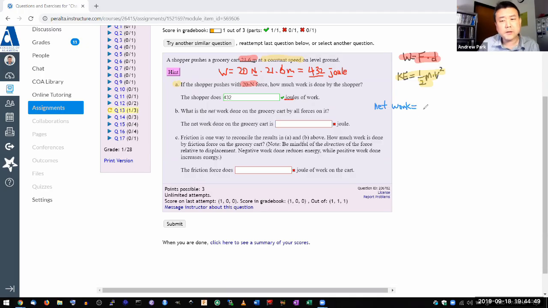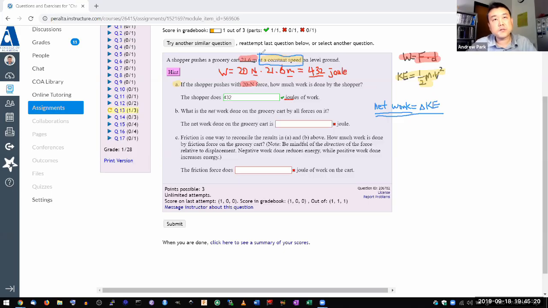And specifically, especially if you are looking at net work done by both applied force and basically all the forces, then the change in energy comes down to change in kinetic energy. So this is the concept that's very useful from that section 4.2. And that's why I was highlighting this information, at a constant speed.